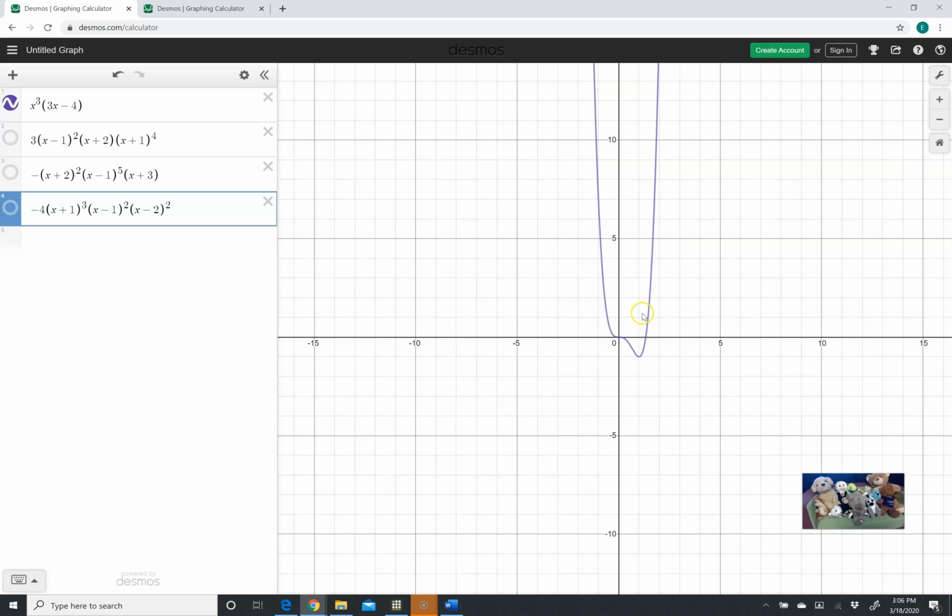Okay. So we can predict different things about our graph. Certainly we can predict the roots. We can figure out whether it's passing or bouncing, and we can see the end behavior. Okay, so that's it for polynomials.